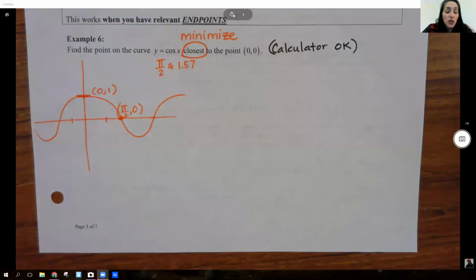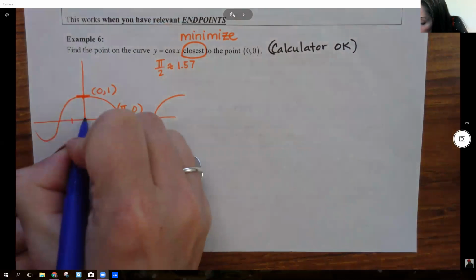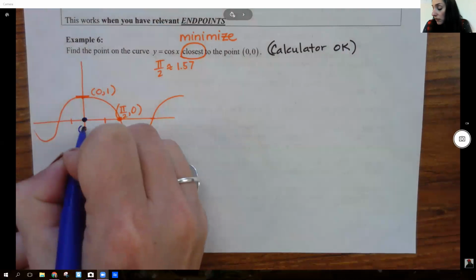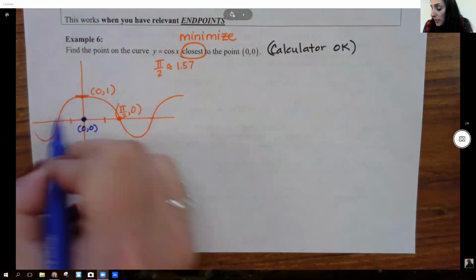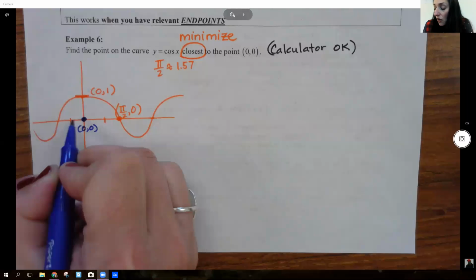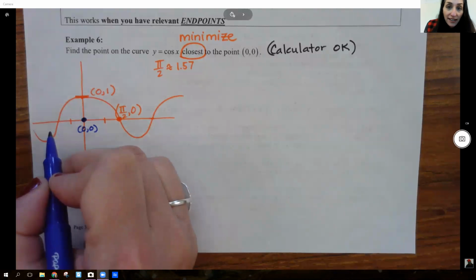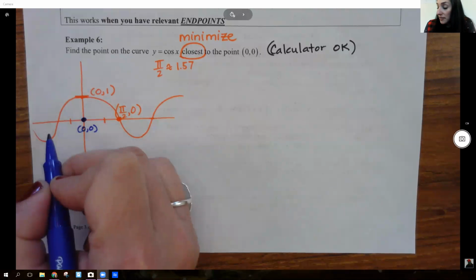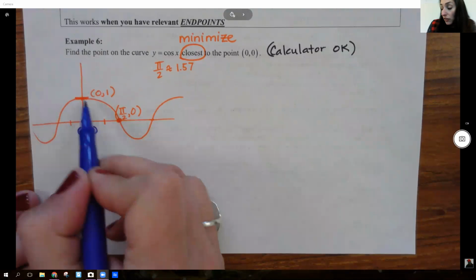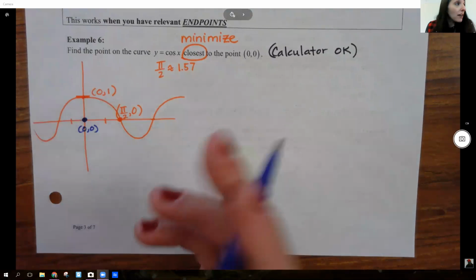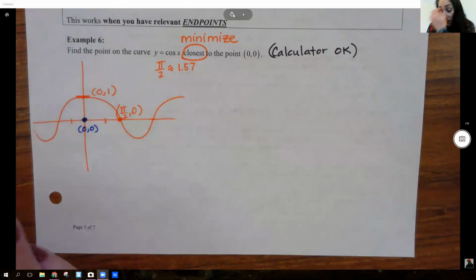So we're trying to find the point on the cosine curve that's closest to the origin. Okay, so we're right here, (0, 0). Whatever happens on the right-hand side of the y-axis is also the exact same thing happening on the left-hand side, right? So it doesn't matter whether we go to the left or to the right. It would be easier to look at the right-hand side because these values are positive, so we don't have to worry about negative signs and all that good stuff.